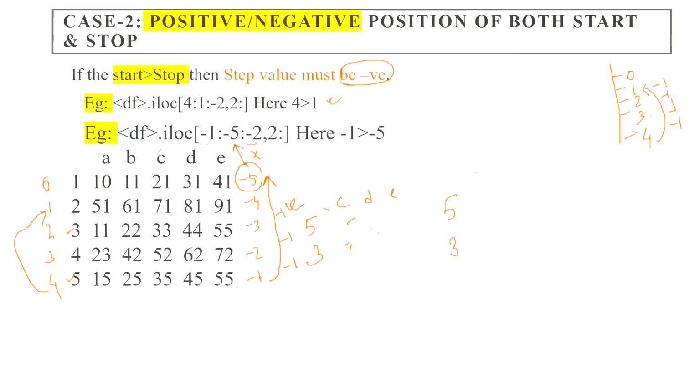And here 2 column, that means C, D, E. So values will be 5C, 35, 45, 55. In case of 3, it is 33, 44, 55. So this will be the output of this one. Okay. Let's see the next one.